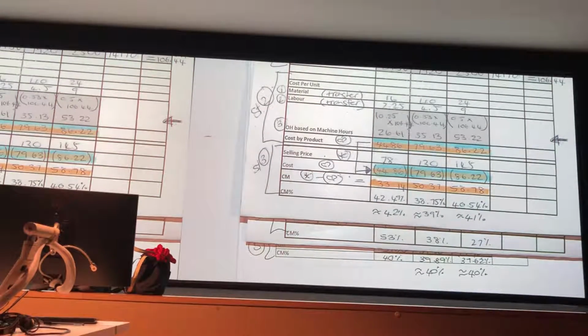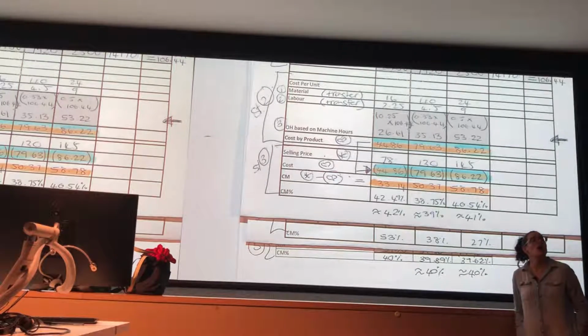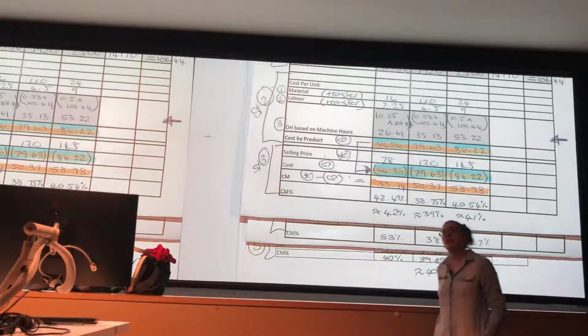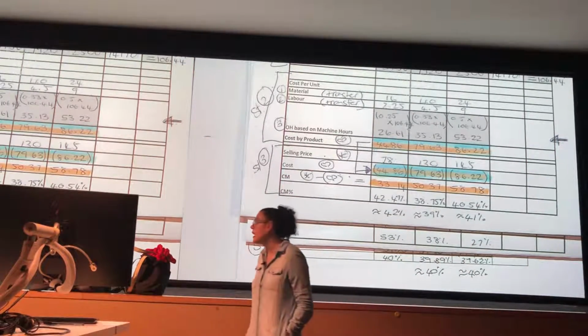If I asked you between machine and labor, so the first and the second one, which one would you go for? First one. Machine. Again, why? Close to even. So as close as we can. The reason for it is it shows us that they each carry the appropriate weight.